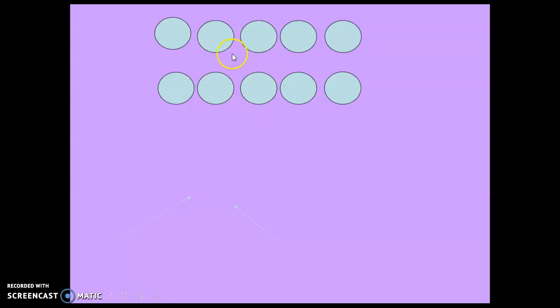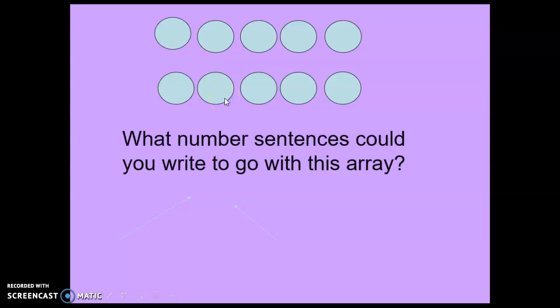So we've got how many counters we've got there. What number sentences could you write with this array? Alright, so I want you to think about how many counters there are. Can you notice what groups they're in? So what division number sentences can you say? Okay, focus on division now. Remember where the biggest number goes with division? Have a go at that answer now, pause the video.